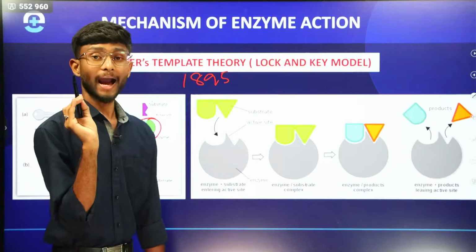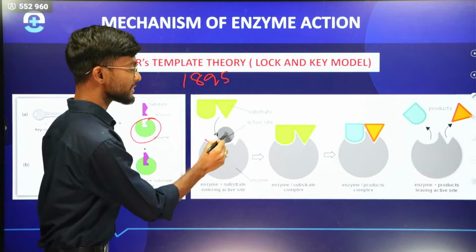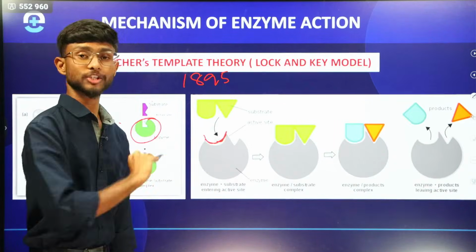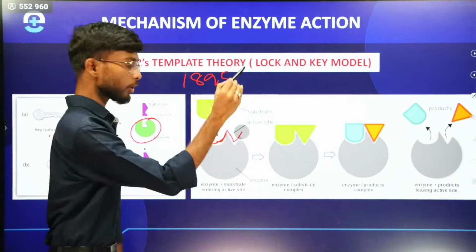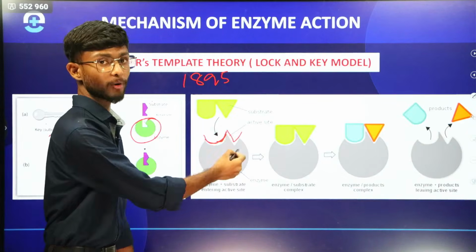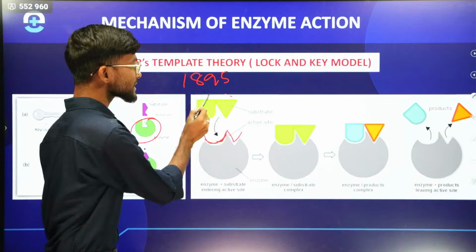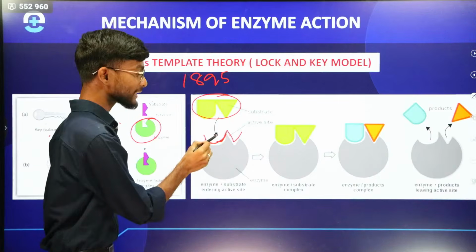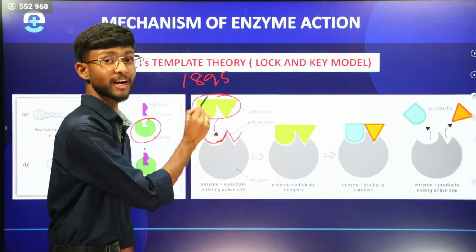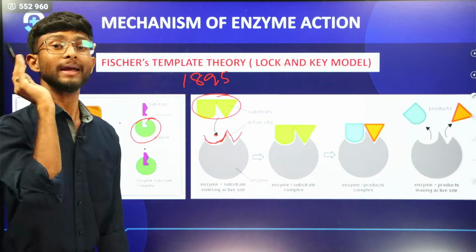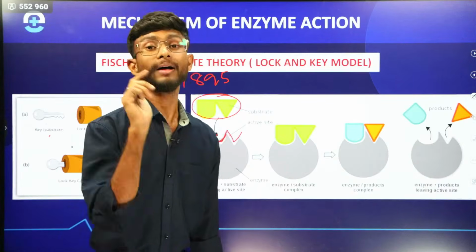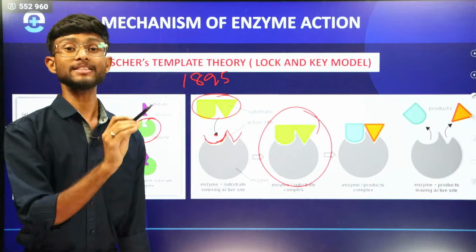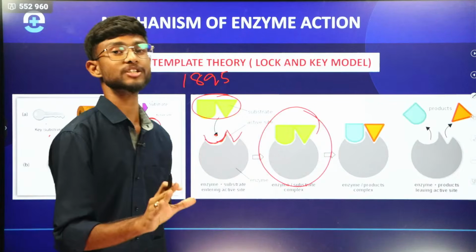And look here. I told you about the active site, right? This is the active site. See the shape of the active site. Here the shape of the active site is different, and here also the shape of the active site is different. So the substrate should be the same size as the active site. The active site shape and the substrate binding shape should be equal and similar. Then only the enzyme and the substrate will bind. Otherwise, it won't bind and the chemical reaction will stop.